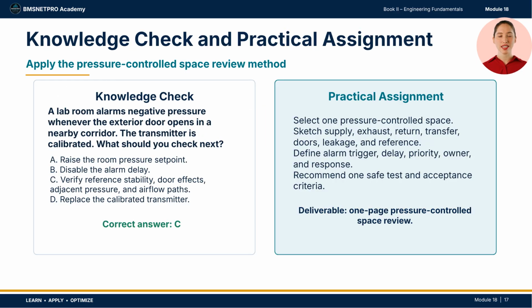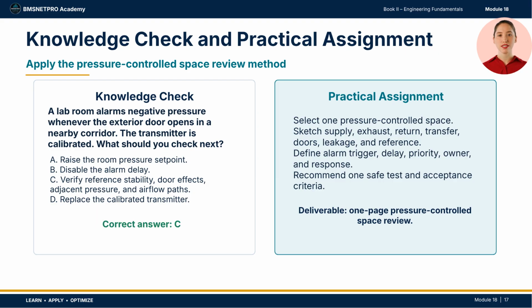For the knowledge check, the best answer is C. A calibrated transmitter does not eliminate reference problems, door effects, adjacent space instability, or airflow path issues. Do not raise a set point or replace a device until the pressure relationship and measurement chain are understood.